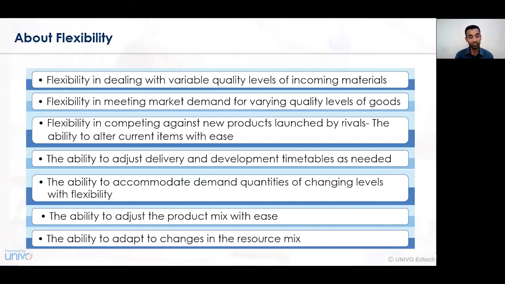and it should be matched according to the demand and supply factors. And lastly, the ability to adapt to the changes in the resource mix. So whatever resources have been used in the production activity, all those resources should be mixed in a composite way, and accordingly, a better qualitative product should be delivered to the consumer.